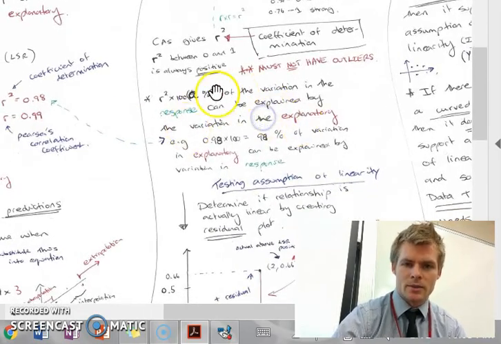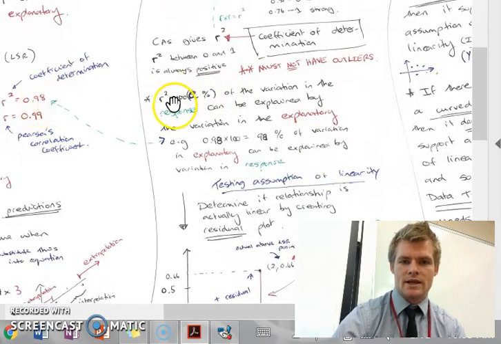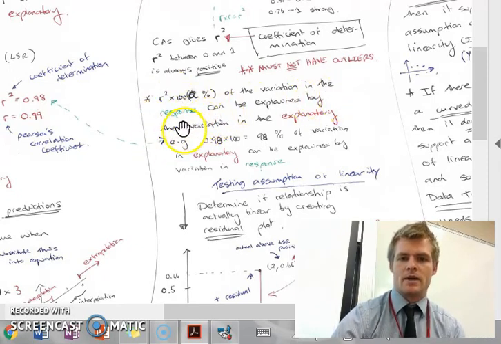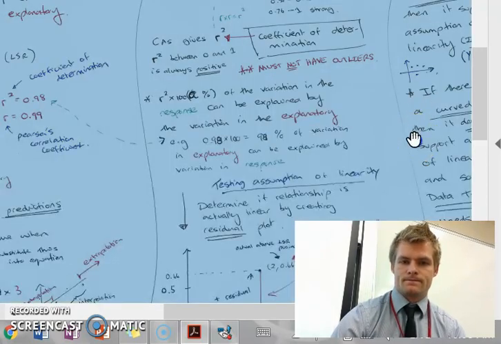And how would we interpret this? We would say 0.98 as a percentage: 98% of the variation in the response, whatever the response variable is, can be explained by the variation in the explanatory, whatever that explanatory variable is.